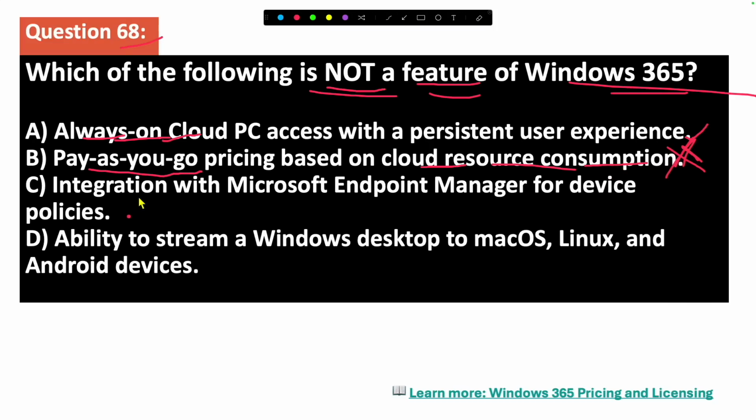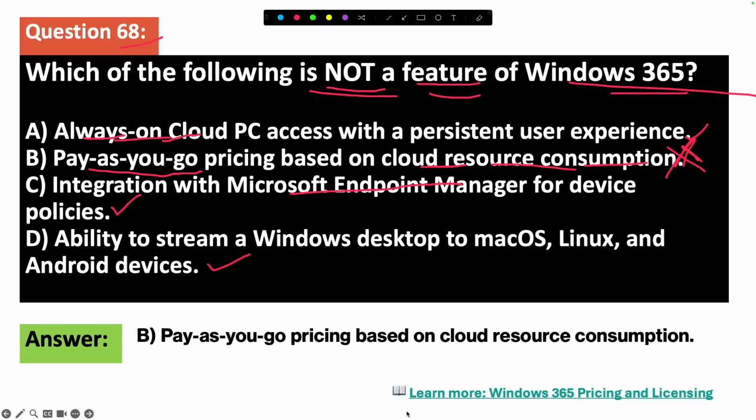Next, the option is integration with Microsoft Endpoint Manager for device policies. 100% right. You can use Intune, also known as Endpoint Manager, for any sort of device policies or management of these resources. The last point is the ability to stream a Windows desktop to Mac operating system, Linux and Android devices. 100%. I told you before that you can either access it using an app, or as long as you have internet connectivity and a web browser, you can connect to Windows 365 by simply going to windows365.microsoft.com and signing in with your username and password. So the answer for this question is that pay-as-you-go is not a part of Windows 365 features.